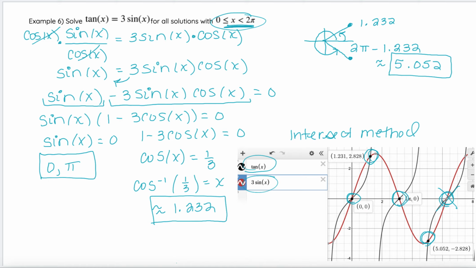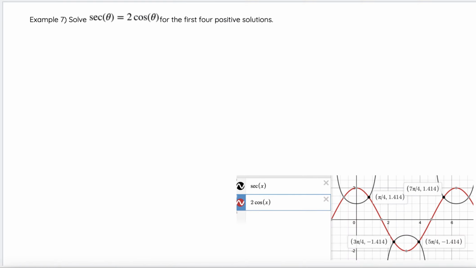Let's head to example 7. Example 7 uses secant equal to 2 times cosine. Well, again, secant we can turn into a cosine, and therefore all of them are in cosine, which is easier for us to find on our unit circle. So let's start there. Let's turn secant into 1 over cosine equal to 2 times cosine of theta. I'll multiply to get rid of my fraction.